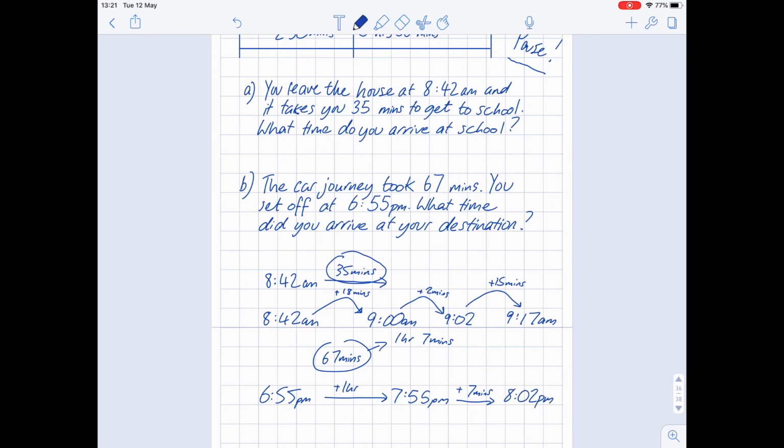All right, so for A, the answer was 9:17 a.m., or 17 minutes past 9 in the morning. And B was 2 minutes past 8 in the evening. Well done if you got those right.